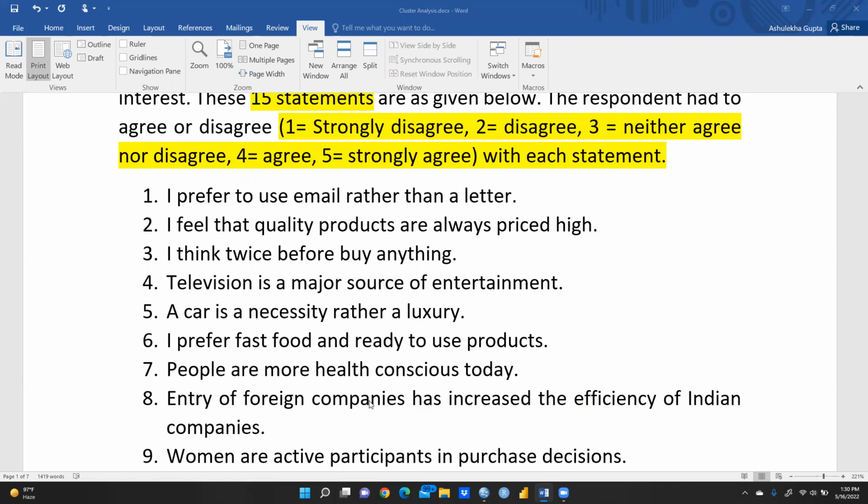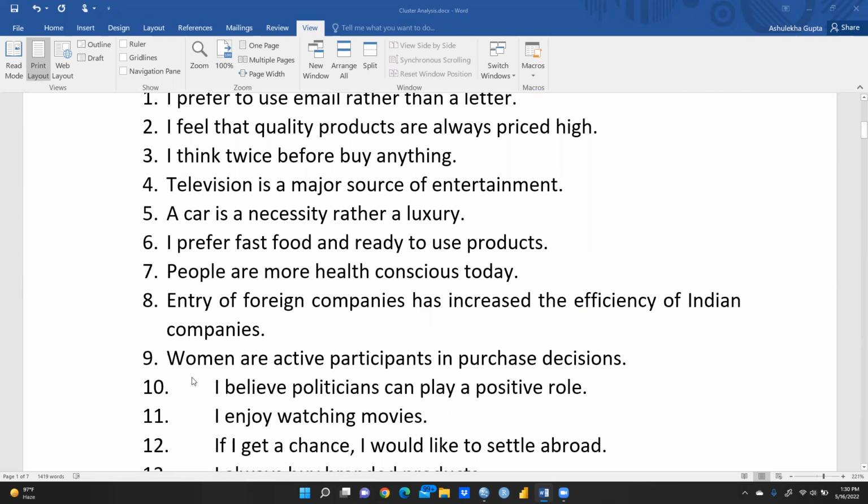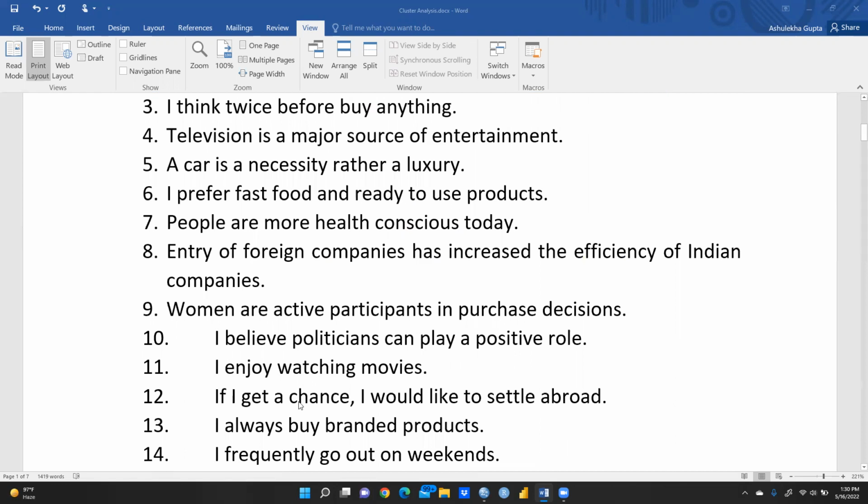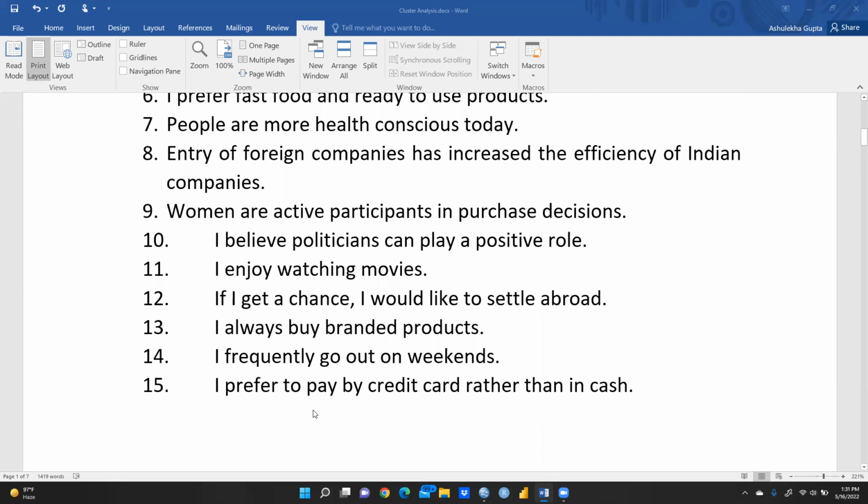Entry of foreign companies has increased the efficiency of Indian companies. Women are active participants in purchase decisions. I believe politicians can play a positive role. 11th, I enjoy watching movies. 12th, if I get a chance, I would like to settle abroad. I always buy branded products. I frequently go out on weekends. I prefer to pay by credit card rather than in cash.